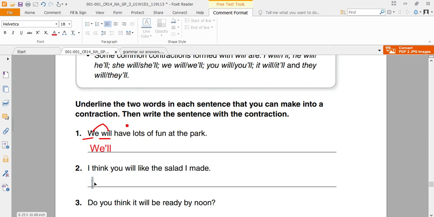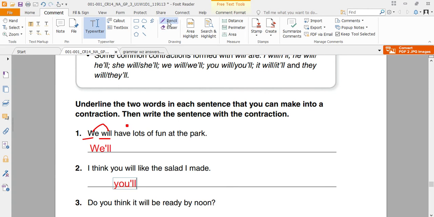Okay? The same in number 2. Will here is a helping verb. It's not a linking verb or a main verb. So yes, it goes the same. So no problem if we have will as a helping verb in the sentence, we can form a contraction too. I think you will like the salad I made. You will. Yes, that's great. You, apostrophe ll. So we underline you will here.